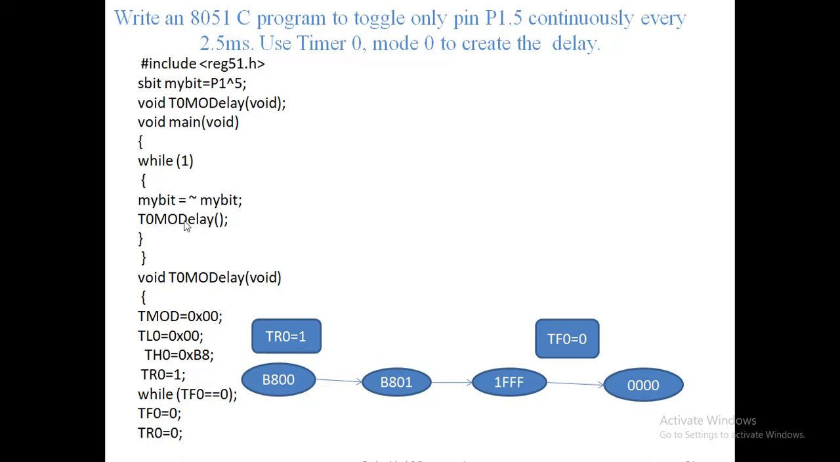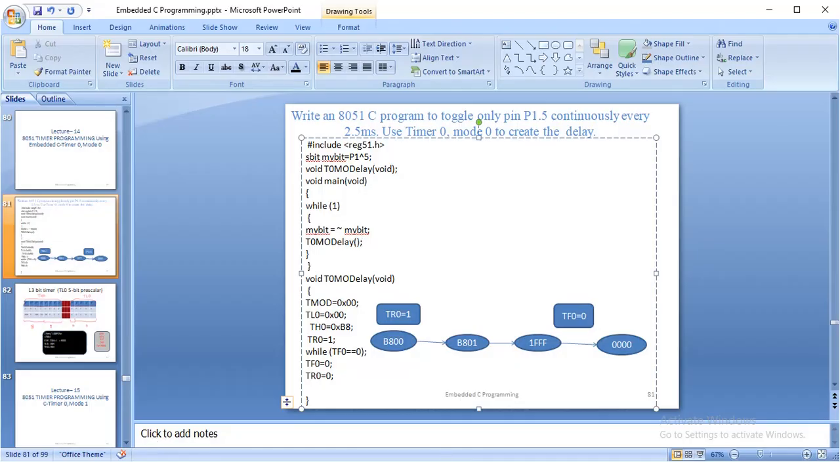Wherever you want to execute the delay function, you can just write T0M0 delay off with the semicolon. Now come to the delay program. Why? Because this is very important. Here I am going to write the program for 2.5 millisecond. Here are the TMOD register, TL0, TH0, TR0, TF0, and TR0. Just come over here, you will be able to understand.